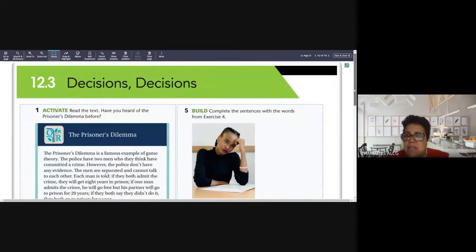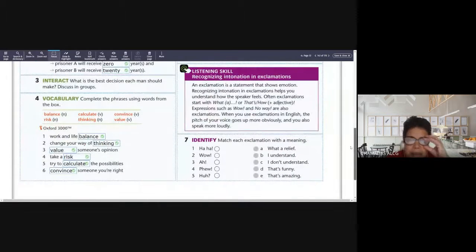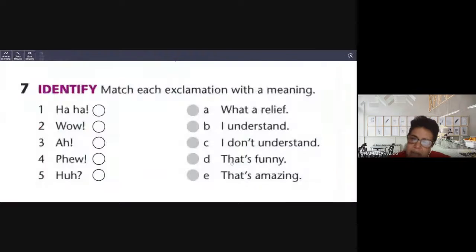So here, let's see some examples. Match each exclamation with a meaning. So let's take a look here. Aha! What's the meaning of that? That's fine. Okay, so what do you think that matches with?